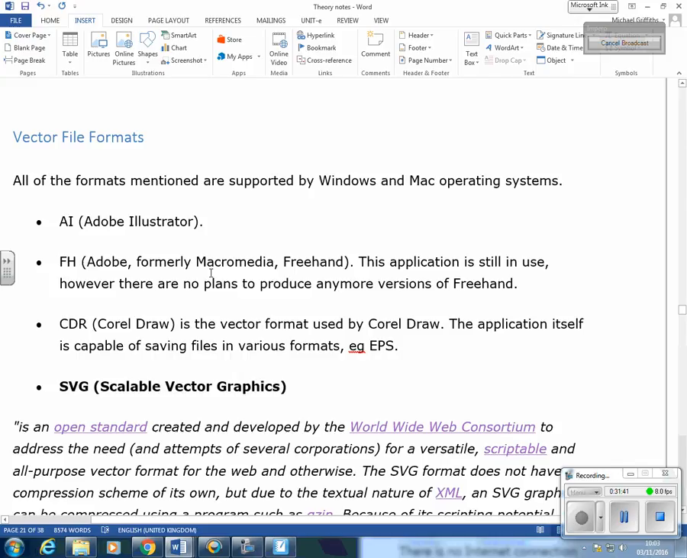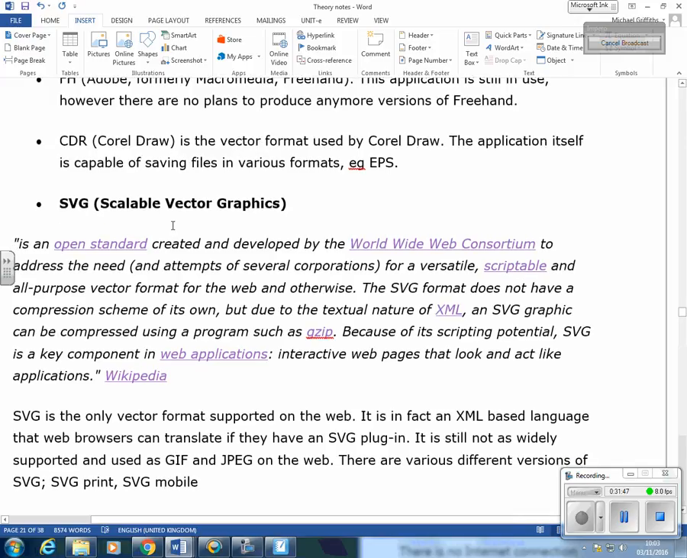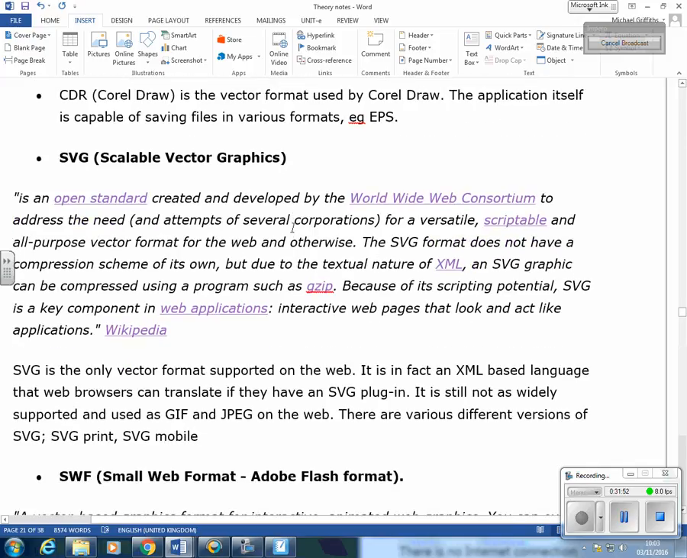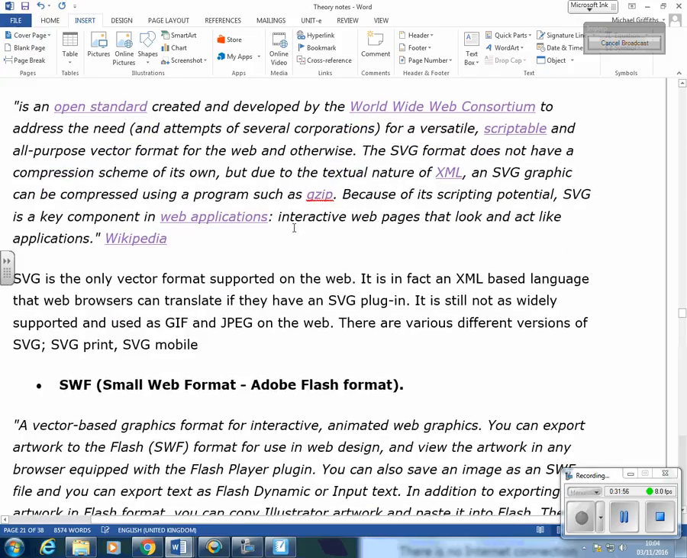Vector file formats. We won't spend too long on this. The two that are interesting to us are AI, the Illustrator one, and the Scalable Vector Graphics. It's an open standard, and it means that no company owns it. So it's trying to get vector graphics on the World Wide Web. We'll have a look at HTML5 and where vector graphics sit in it. I'm not entirely sure.